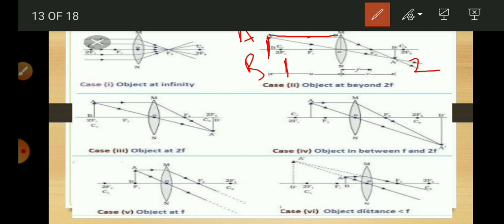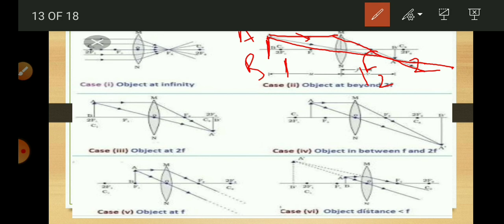First rule is what? The ray which is going parallel to the principal axis, after refraction, passes through the principal focus, that is F2. Second rule is what? The ray which is passing through the optical center moves without deviation. It emerges without deviation.